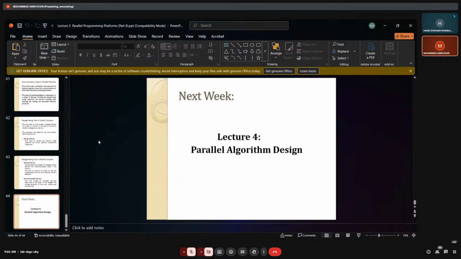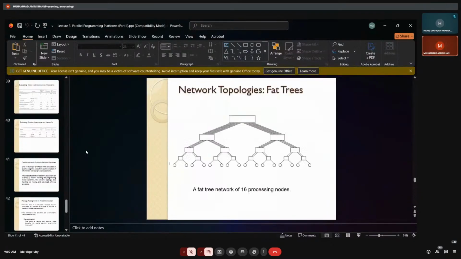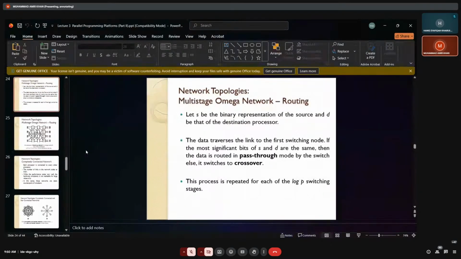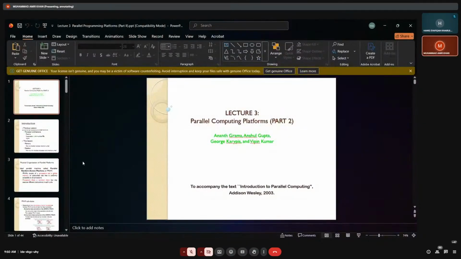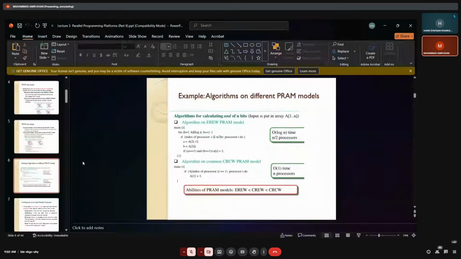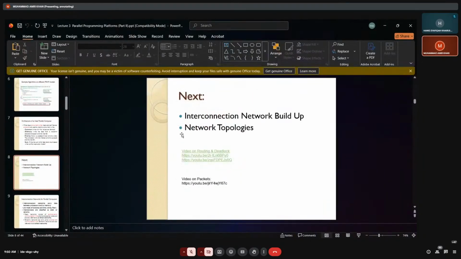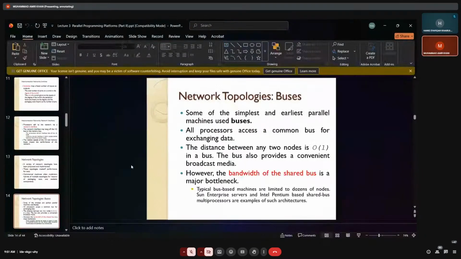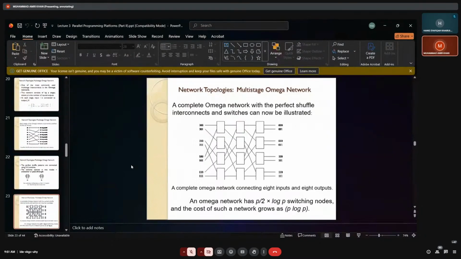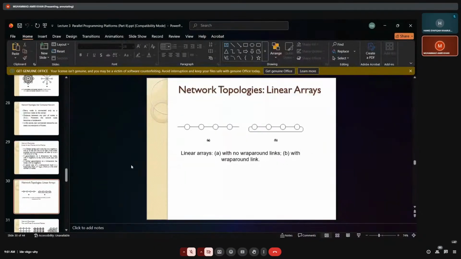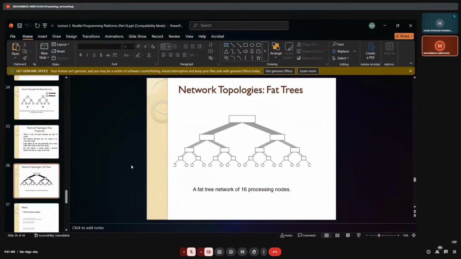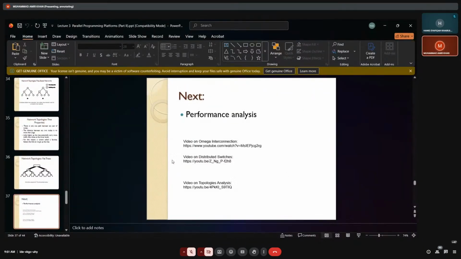We'll finish this lecture and start parallel algorithm design, lecture number 4, next week. I already shared some YouTube videos you can watch: video on routing and deadlocks, video on packets, and you have some more videos at the end of this lecture, on omega interconnection and distributed switches.